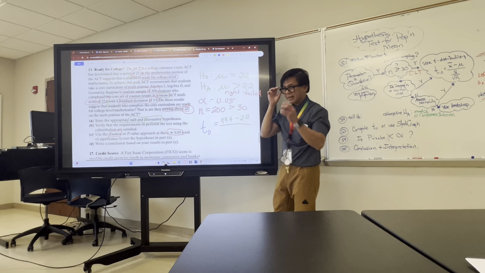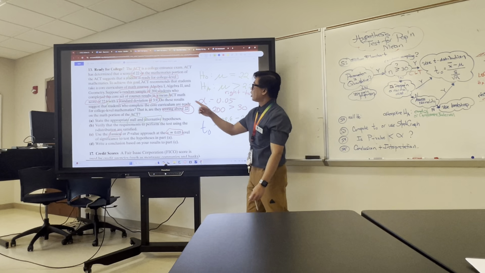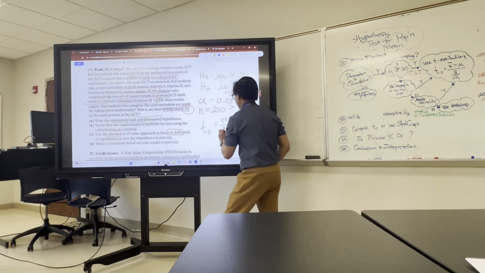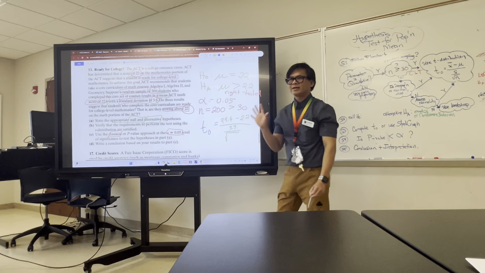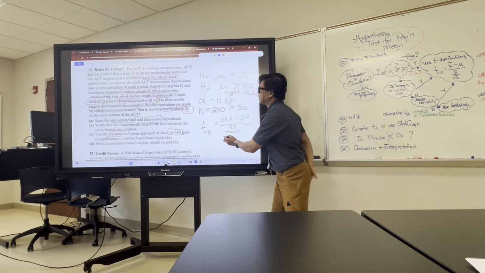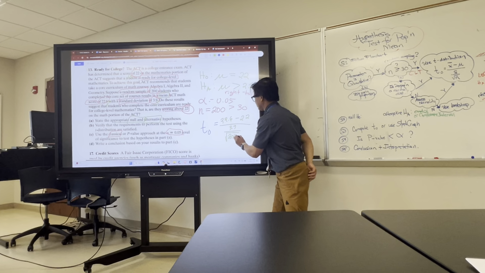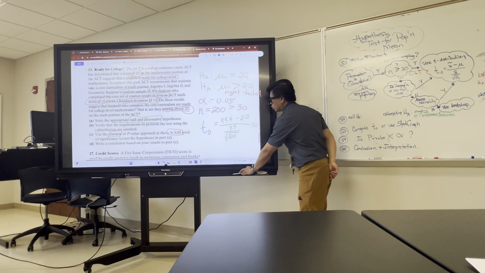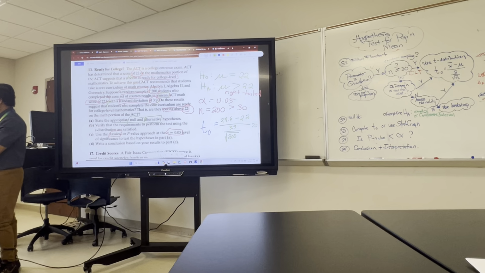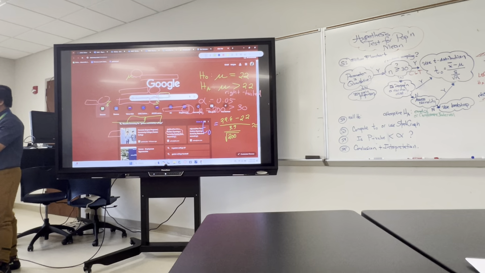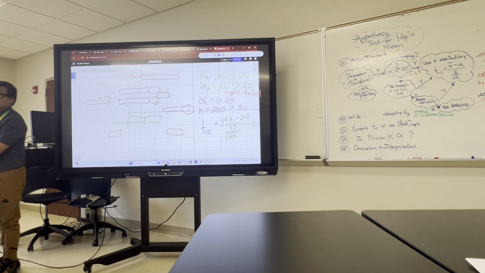What's your S, the standard deviation of the sample? 3.9. Very good, that's your S, over the square root of the sample size, 200. Now let's compute for the t sub 0. What do we get from that? We can use our calculator to plug it in here. We're using the classical method, but we can use StatCrunch for this as well.